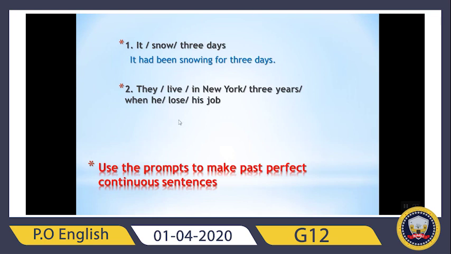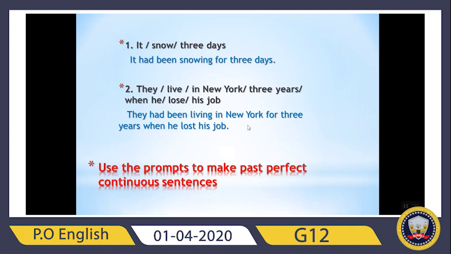Okay, so again, here we have "when." Before "when" we have past perfect continuous, and after it we have past simple, isn't it? Don't forget, if I see "when," then I must put before it past perfect continuous and after it past simple. Before "when" we have had plus been plus verb plus ing, and after it we have past simple. So it will be: they had been living in New York for 3 years when he lost his job.